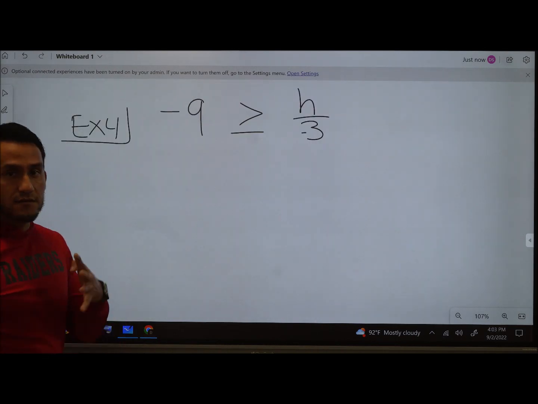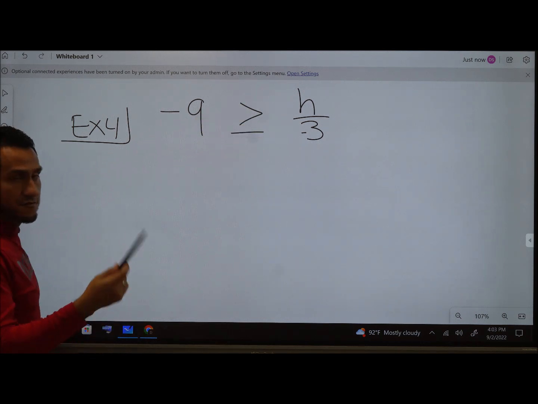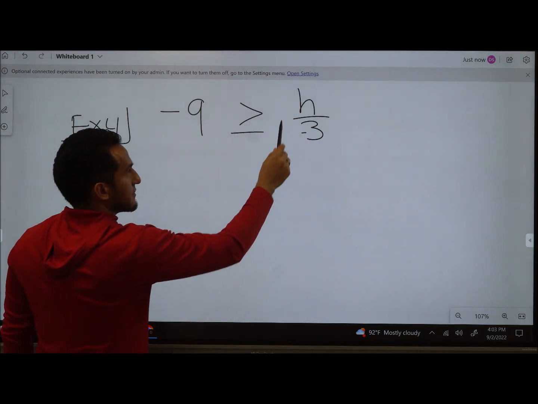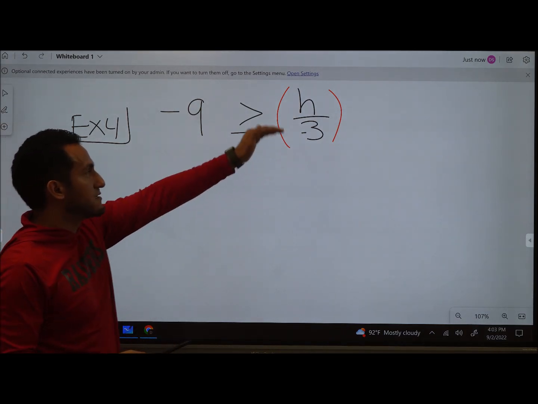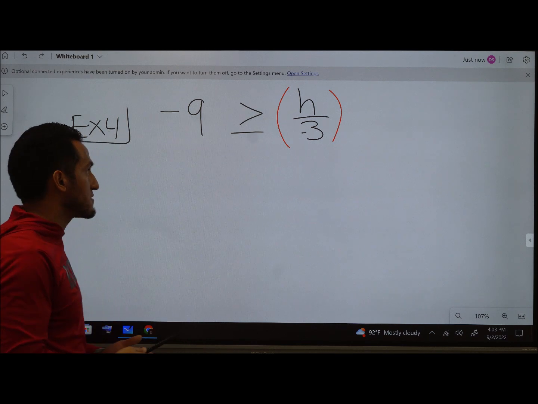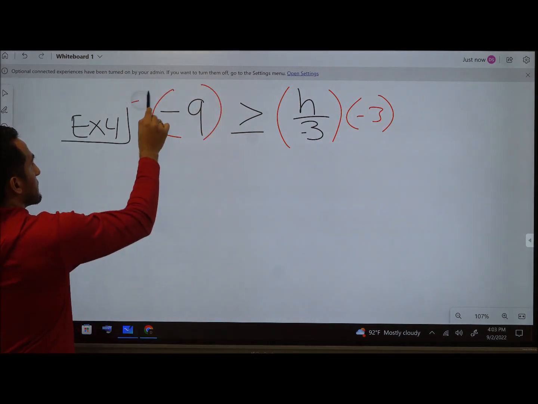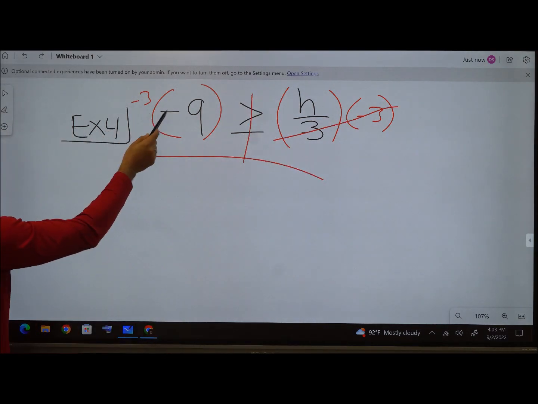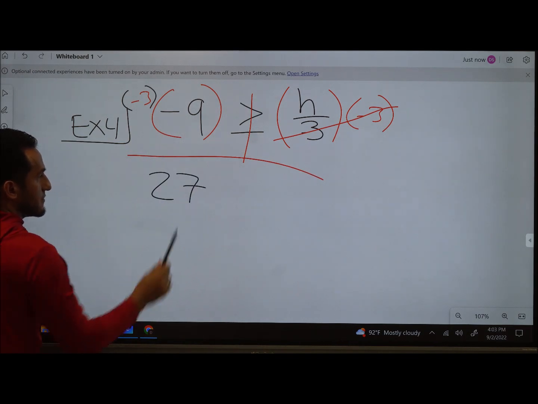In this example, guys, example number 4, we have negative 9 greater than or equal to h over negative 3. So since h is being divided by a negative 3, we're going to cancel out the negative 3 by doing the inverse, right? If it's dividing, the inverse of dividing is to multiply. So we're going to multiply by negative 3. Multiply by negative 3. These negative 3's cancel. Negative 3 times negative 9, that's going to give me a positive 27.